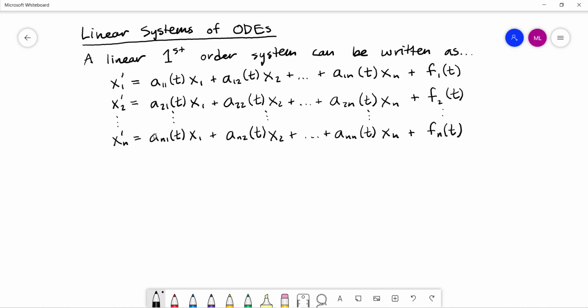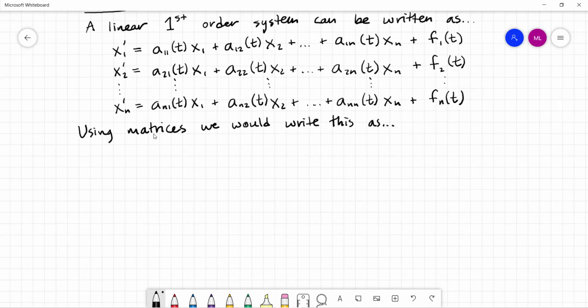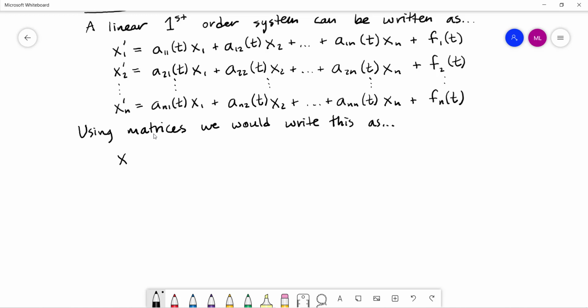In general, the way that we're going to solve these is using matrix algebra. So if we were to rewrite this using matrices, we can enormously compact the way that we're going to look at things. We would write this as the following. So I would write it simply as x vector prime.